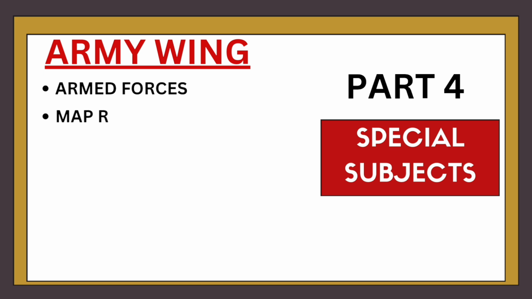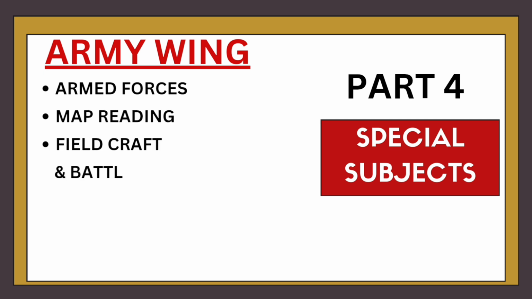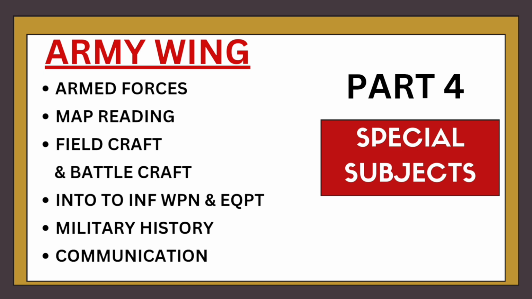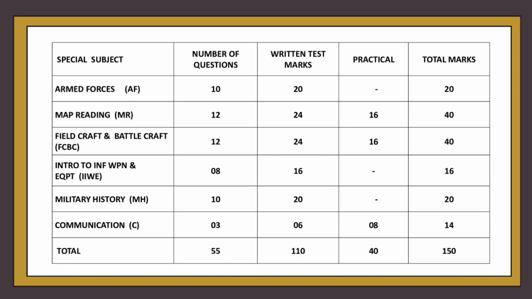Next is Part 4, which includes all army subjects for the army wing, and naval subjects for the navy and air force subjects for the air wing. These are the army wing subjects: armed forces, map reading, FCBC, military history, introduction to infantry weapon and communication. The subject distribution will be like this: armed forces will have 10 questions of 20 marks. Map reading will have 12 questions of 24 marks.